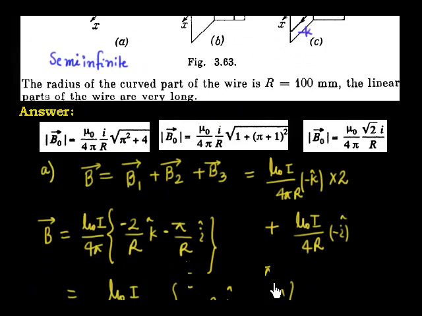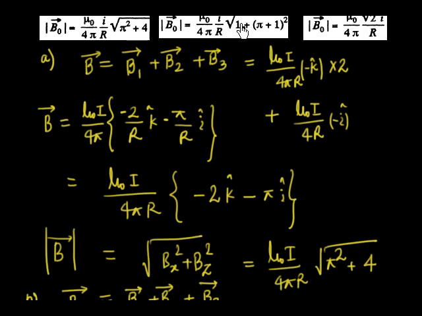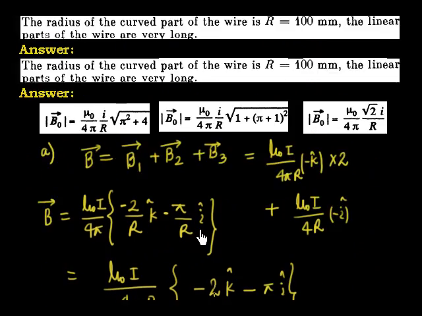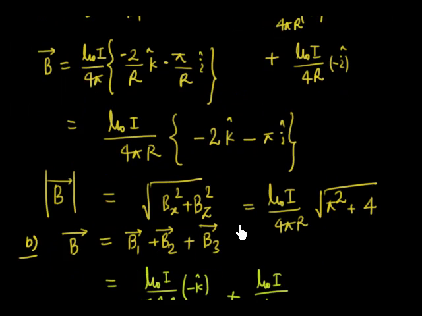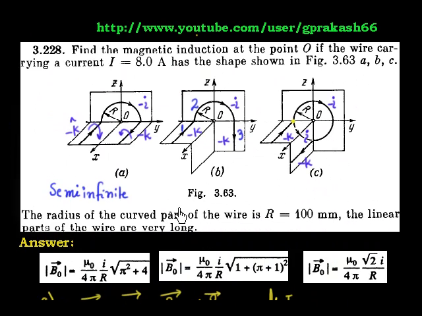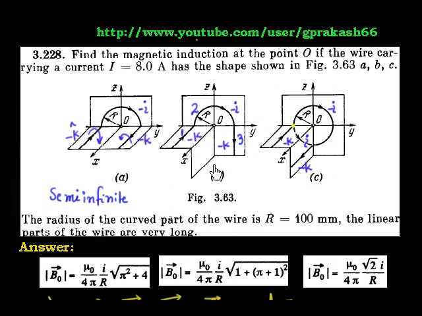Now next one, so let us check. So this is mu naught I by, so this is 4 pi r, not 4 r simply. So this is 4 pi r, so I have to multiply by pi also. Now next one, the circular one, mu naught I magnitude wise is mu naught by 4 r because it is a half circle. And what is the direction? You see direction is minus I. Direction is minus I cap. And the third one, what is the third one? So what is the direction?